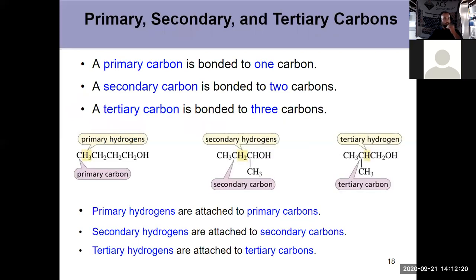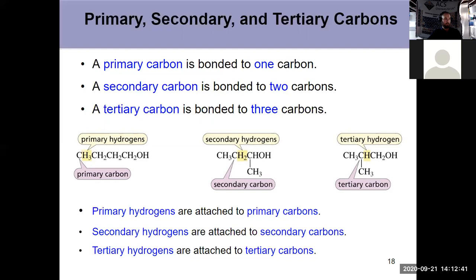So what if I look at 4? Actually, I'm getting ahead of myself. I forgot this slide was in here. I was describing it all before. Here's all the information. Perfect. On slide 18. Okay, primary carbon, secondary carbon, tertiary carbon.